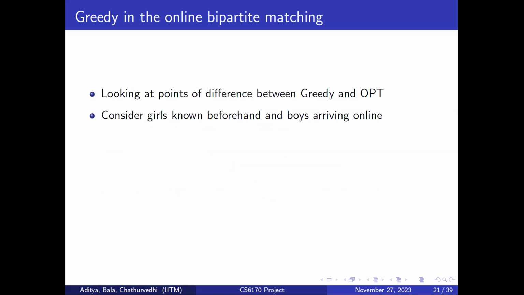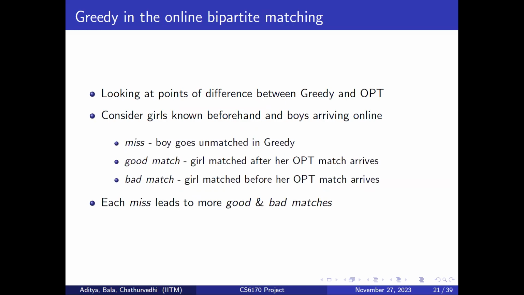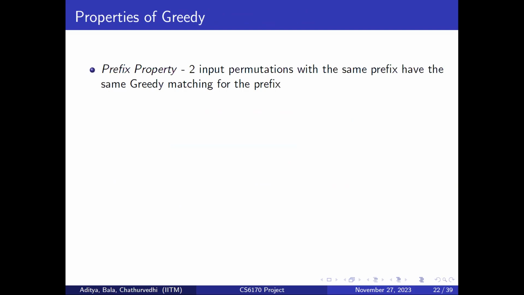We now first look at greedy in the online bipartite matching case, and we look at points of difference between both the algorithms. Let us consider the known set as the girls and the set arriving online as the boys. Three points of difference are misses, where boys go unmatched; good matches, a girl being matched after her optimal match arrives; and a bad match, a girl being matched before her optimal match arrives. In a good match, a girl and her optimal match are guaranteed to be matched, but in a bad match, that's not the case. We show that each miss leads to more good and bad matches.